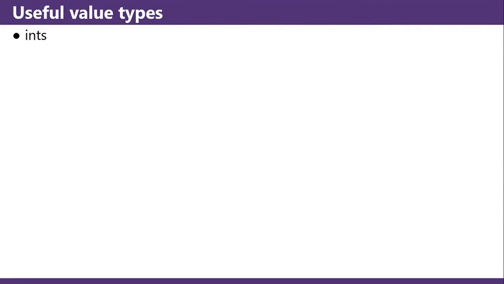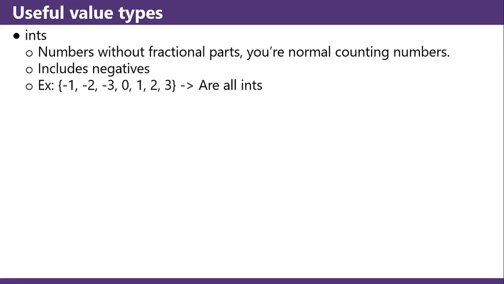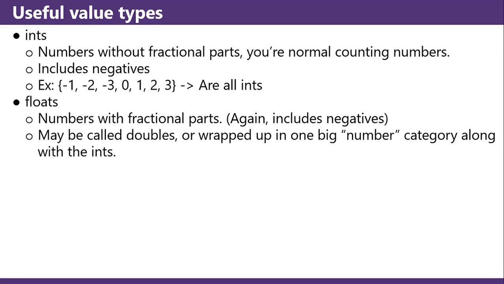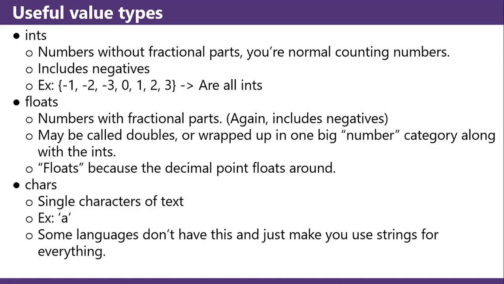Some useful value types: ints, numbers without fractional parts, your normal counting numbers. It includes negatives. Some examples: -1, -2, -3, 0, 1, 2, 3. Floats, numbers with fractional parts, again it includes negatives. May be called doubles or wrapped up in one big number category along with the ints. Floats because the decimal point floats around. Chars, single characters of text. Example, the letter A. Some languages don't have this and just make you use strings for everything.